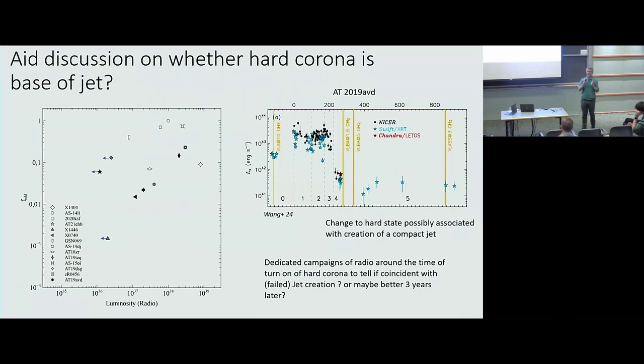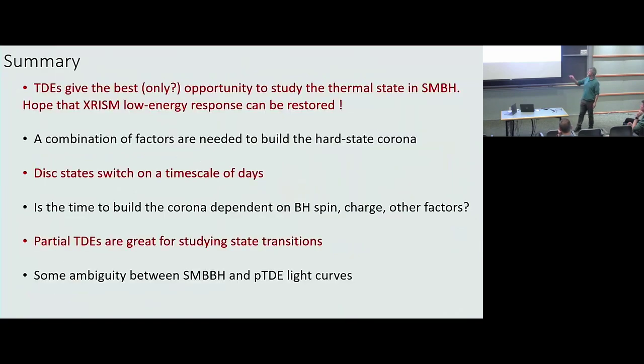It would be nice if we could do this a little bit systematically in the radio. As we saw yesterday, it's difficult to know where the radio is coming from, and it may be you don't see anything in the radio at the time of the hard corona, but 3 years later you do. So there could be a difference between the samples which have hardened coronas and those which don't, in terms of their long-time radio properties.